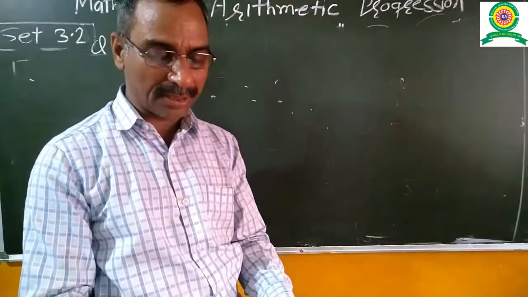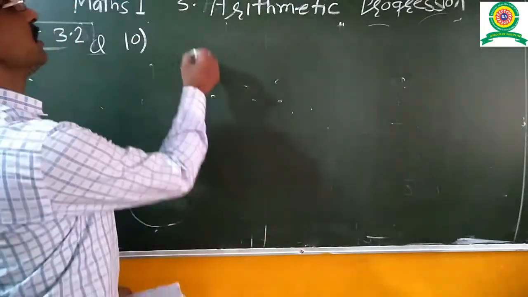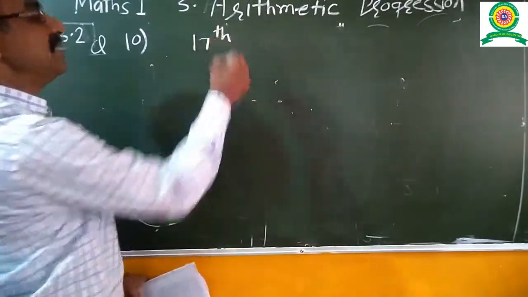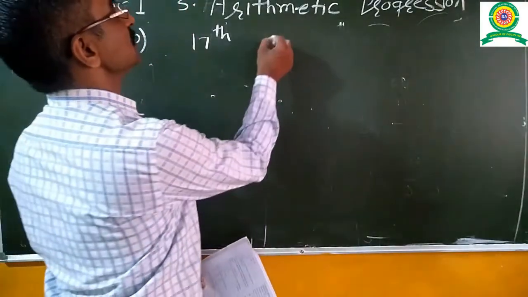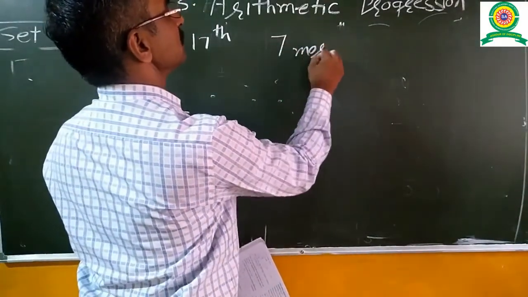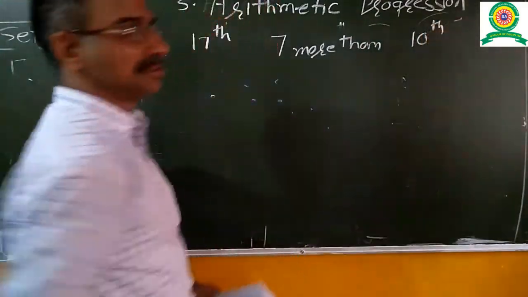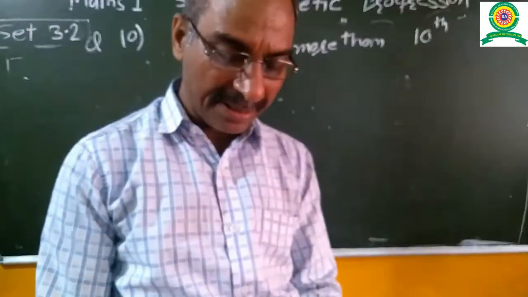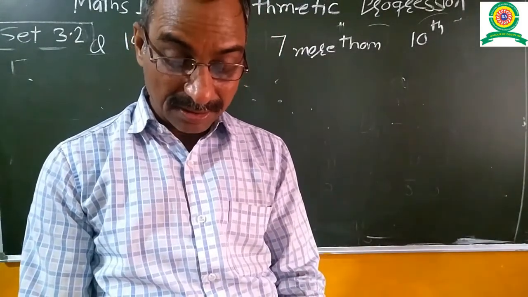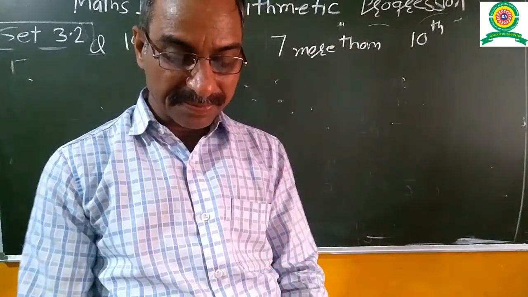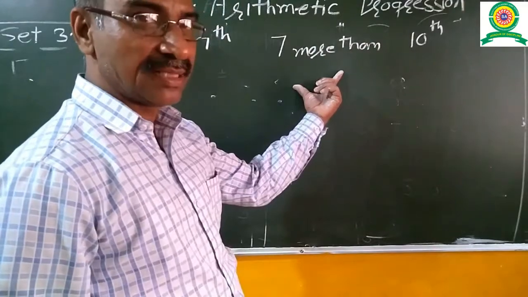We are going to solve question number 10. The 17th term of an AP is 7 more than the 10th term. Find the common difference. The condition is given: the 17th term is 7 more than the 10th term.